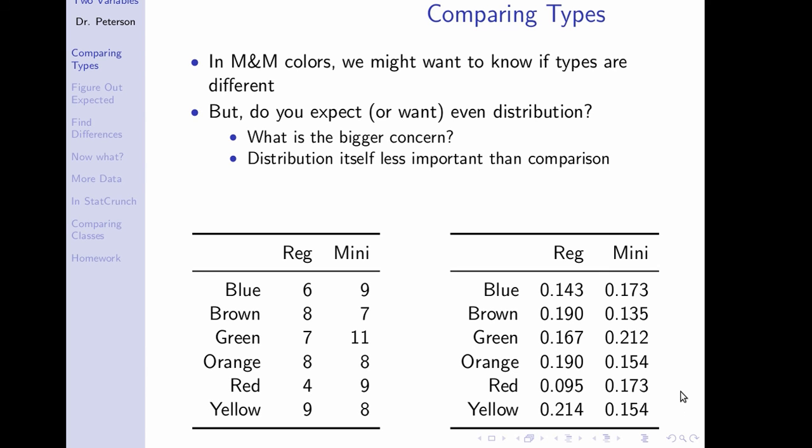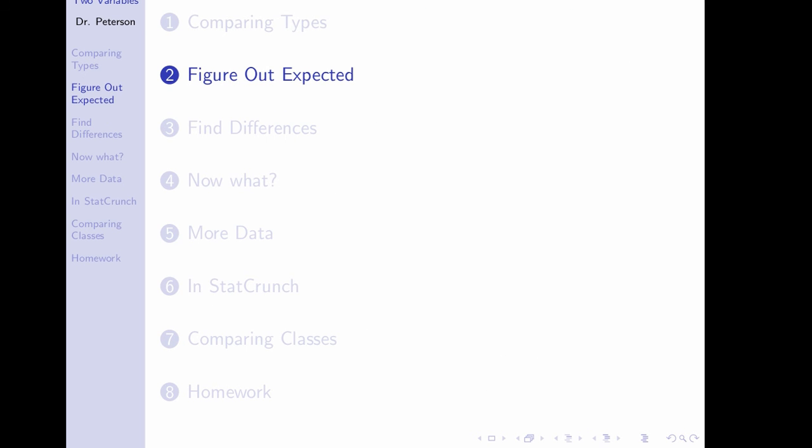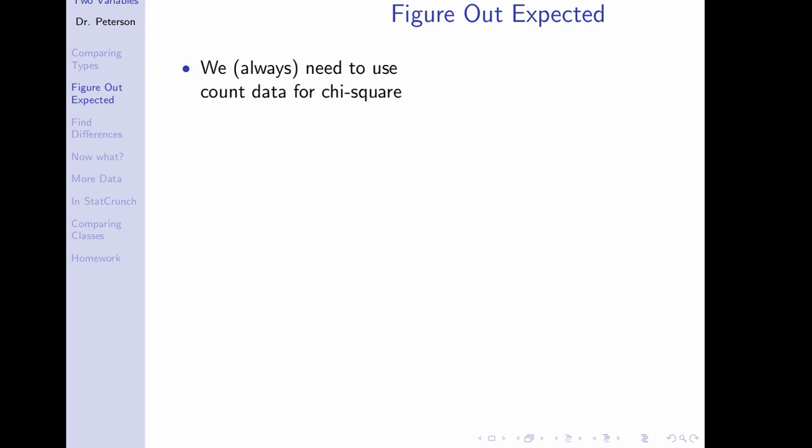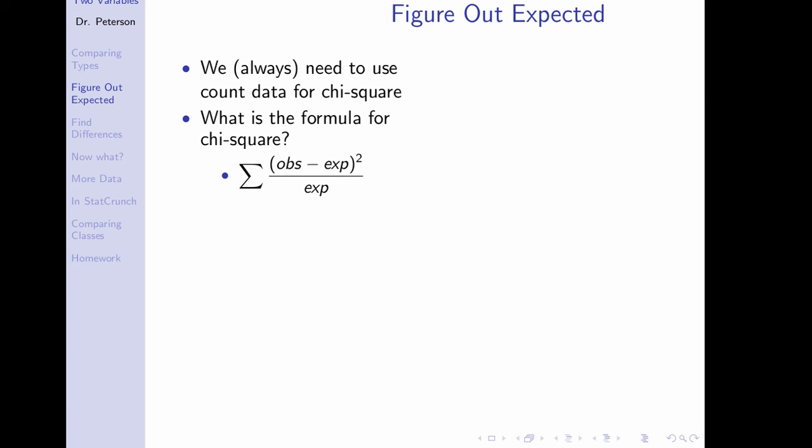But the real question is, are these differences meaningful? To test that, we can still use the chi-square test with some tweaks. First, we need to figure out the expected. So we always need to use count data for our chi-squared. We recall that the formula is observed minus expected squared over the expected, which means we need the expected values.